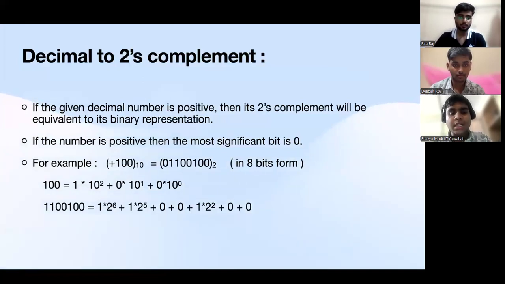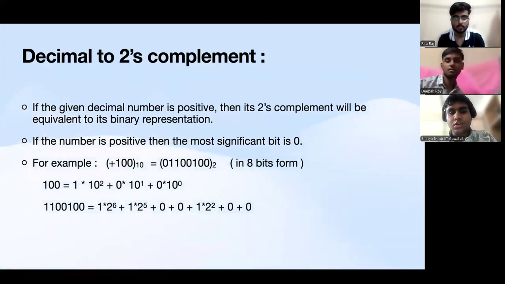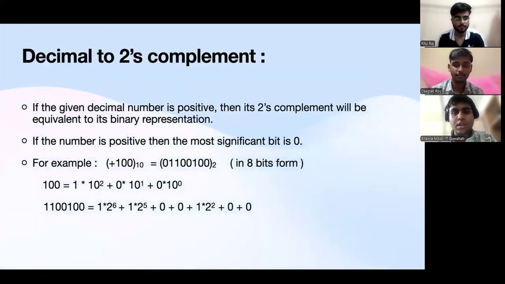So 100 can be written as 1 into 10 square plus 0 into 10 to the power 1 plus 0 into 10 to the power 0. And so here you can also see 1100100 in a similar format but just in base 2, which will be like 1 into 2 to the power 6 plus 1 into 2 to the power 5 plus 0 plus 0 plus 1 into 2 square plus 0 plus 0.